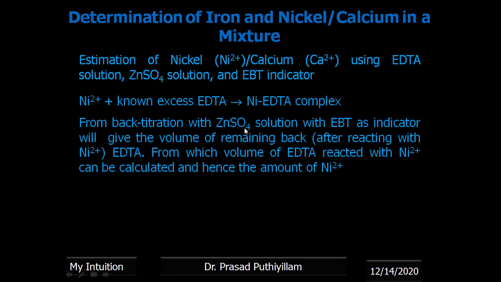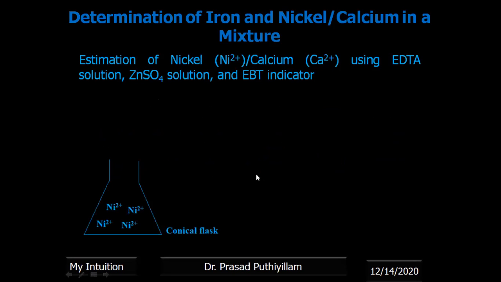So back titration with the zinc sulfate solution, with EBT, Eriochrome Black T, as indicator, will give the volume of remaining EDTA after reacting with the nickel 2+ or calcium 2+. From this remaining EDTA, we can find out how much has reacted. Therefore, a schematic representation is given.